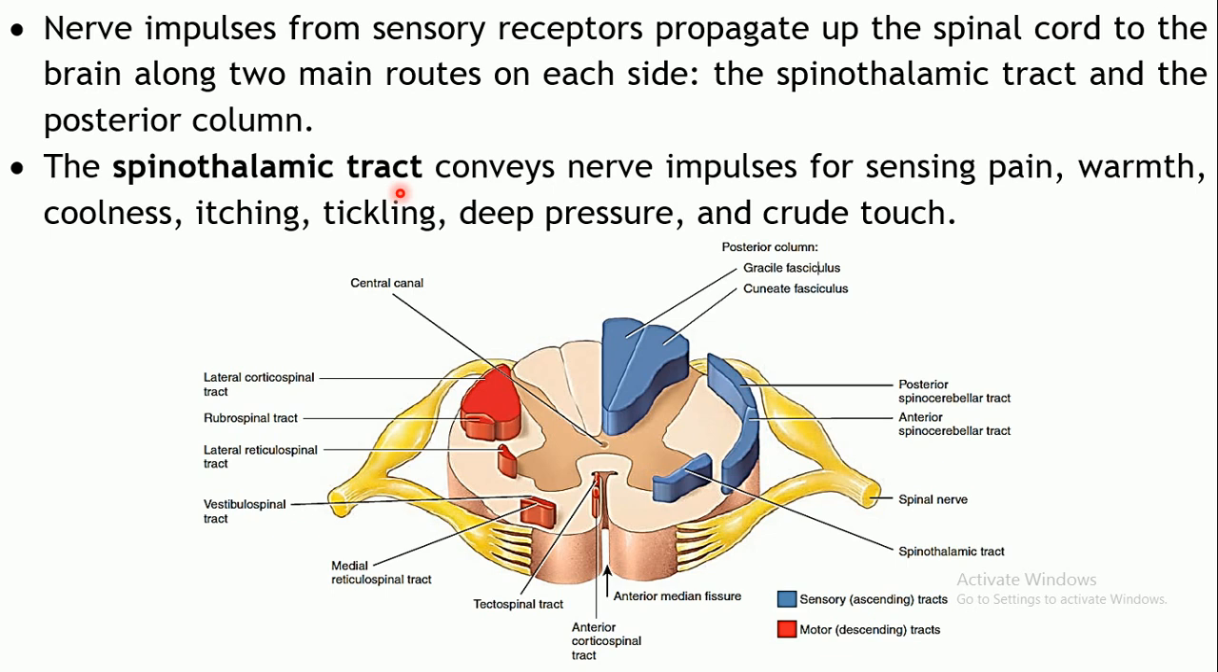The spinothalamic tract is clearly a sensory tract because it is moving from the spinal cord towards the thalamus, so it's moving towards the higher center. It conveys the nerve impulses for the sense of pain, warmth, coolness, itching, tickling, deep pressure and crude touch. Crude touch means it's not possible for you to discriminate from where exactly it is originating. So that's crude touch.